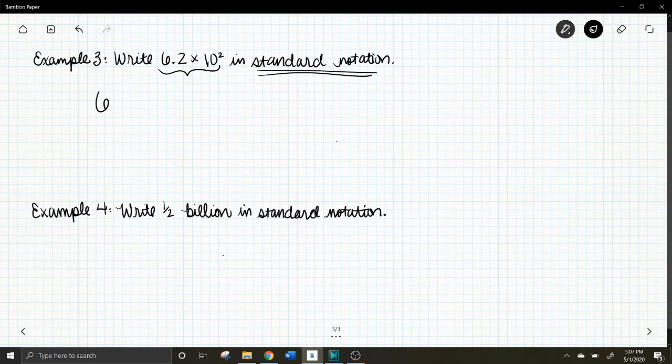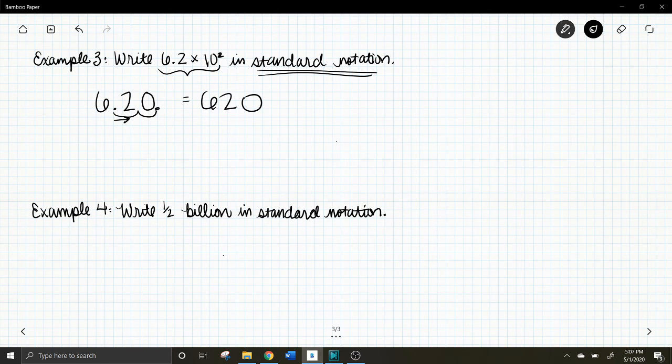So 6.2, multiplying means we're going to move our decimal to the right. And because our exponent is 2, we're going to move it to the right 2 places. So 1, 2. Fill in that blank space with a 0, and we get 620. All right, 620. It's as easy as that.